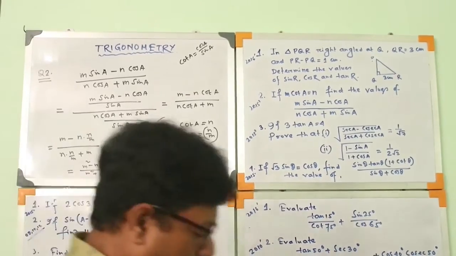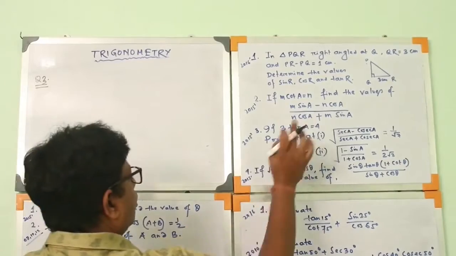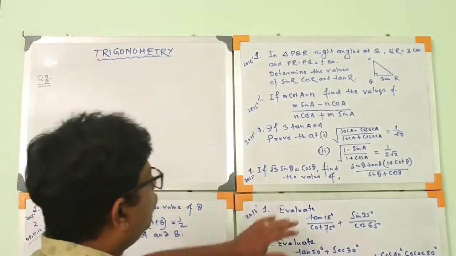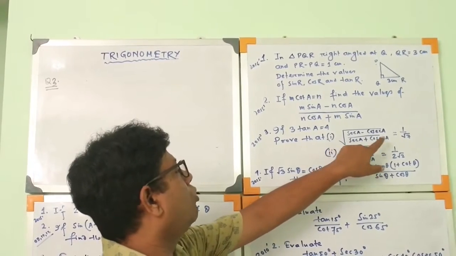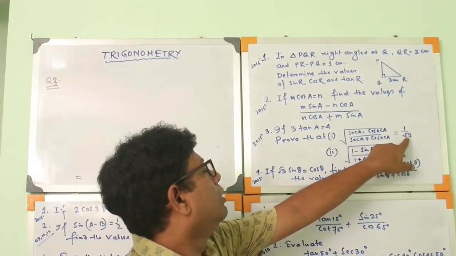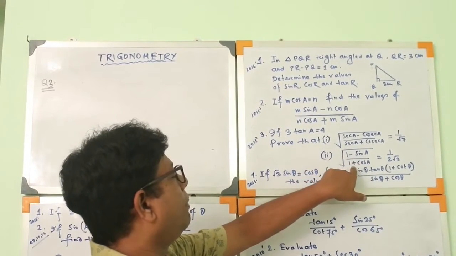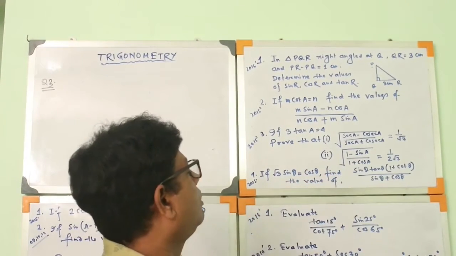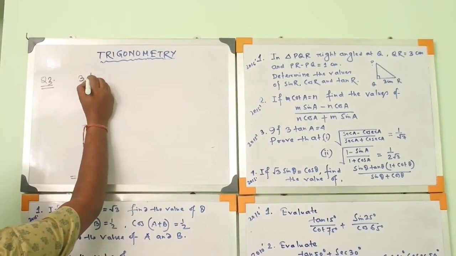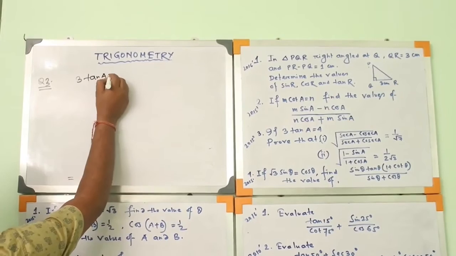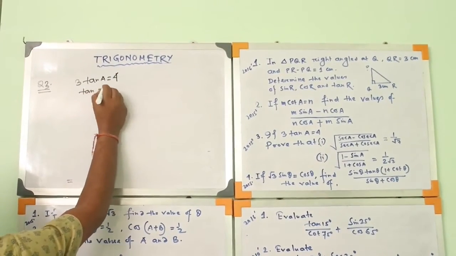Next, question number 3. Question number 3 is 3 tan A is equal to 4 is given. You have to prove two equations: square root of (sec A minus cos A) by (sec A plus cos A) will be equal to 1 by square root of 7, and second one is square root of (1 minus sin A) by (1 plus cos A) is equal to 1 by 2 root 3. So first one, 3 tan A is equal to 4. So tan A is equal to 4 by 3.